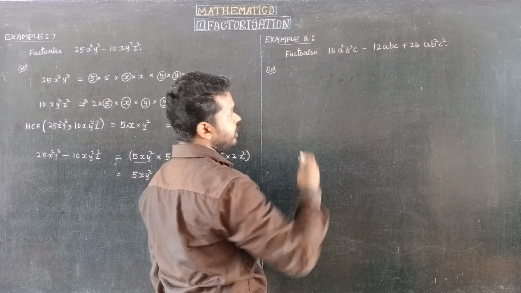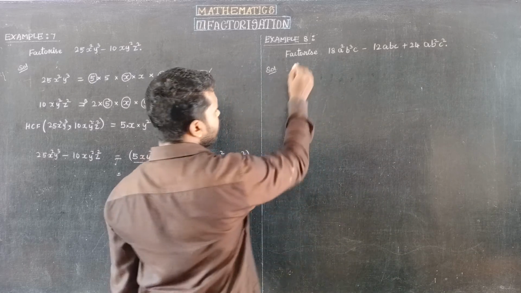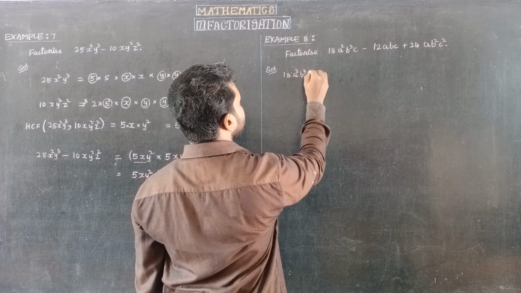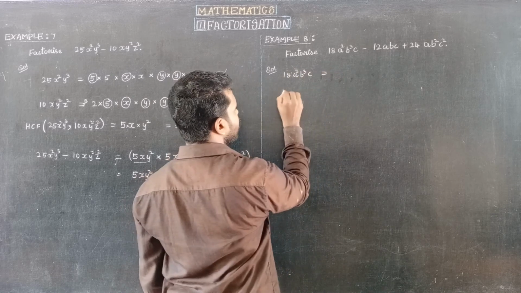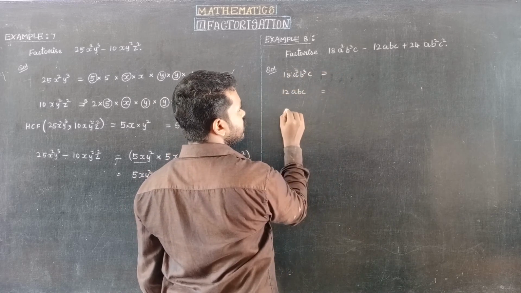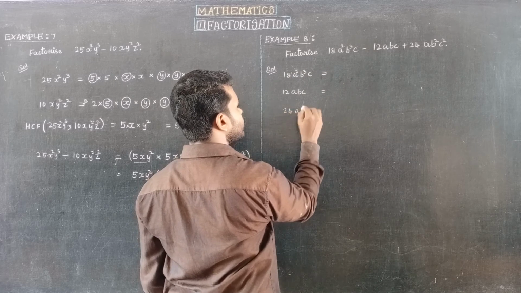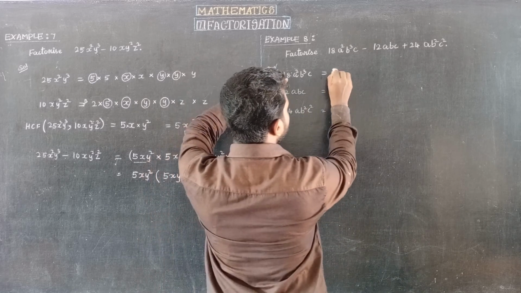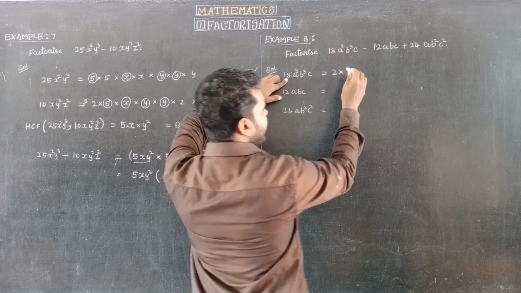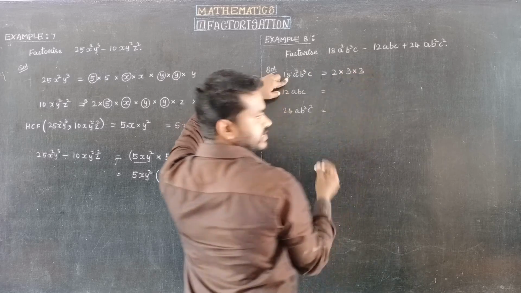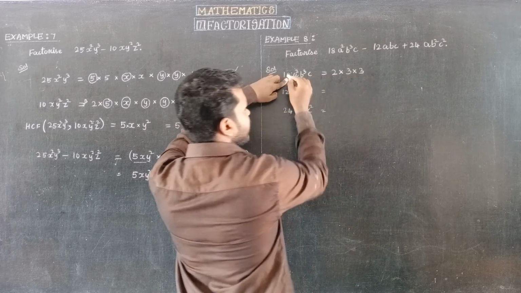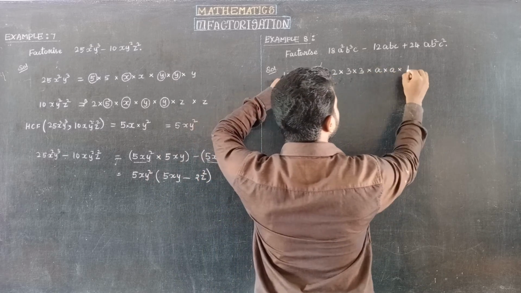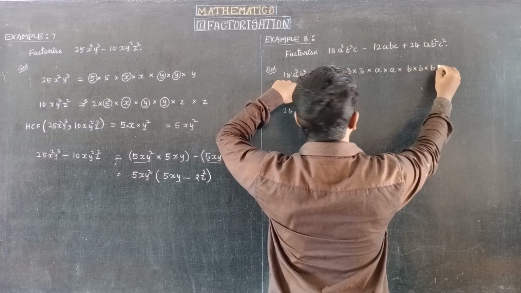So then, to factorize, we solve by finding the HCF. Already I write each term factorized separately: 18a²b³c, 12abc, and 24ab²c². First, 18: 2 nines are 18, 3 into 3 is 9, so the prime factorization is 2 into 3 into 3. Then a square, and b cube, into c.